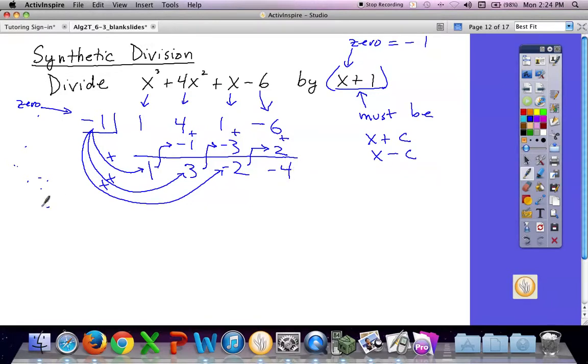Now, when you get to the end of the row, the last number is the remainder. Usually I like to separate it like that and just say that's the remainder. These numbers to the left are the coefficients of a polynomial of 1 less degree than you started with. You started with x to the third, so this has to be x squared plus 3x minus 2.